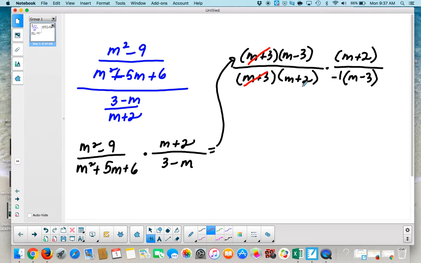M plus 3 divided by m plus 3 would be 1. And m plus 2 over m plus 2 is also 1. And oh my goodness, m minus 3 over m minus 3 is also 1. So in the end, I have 1 over negative 1, which is just negative 1. Cool.